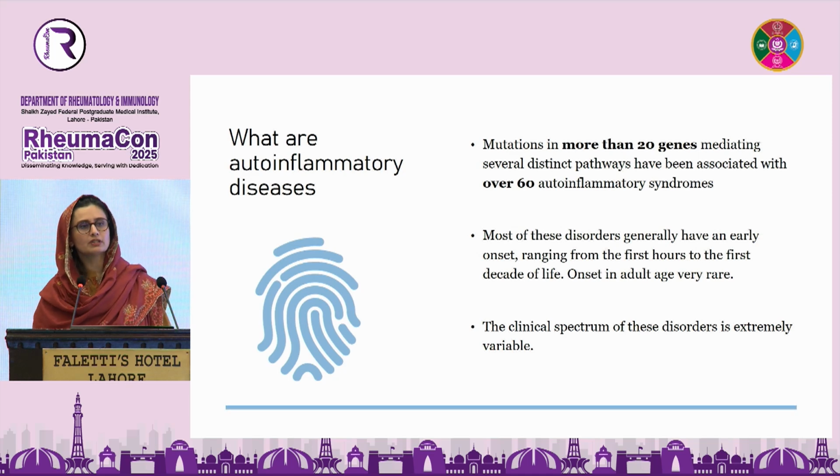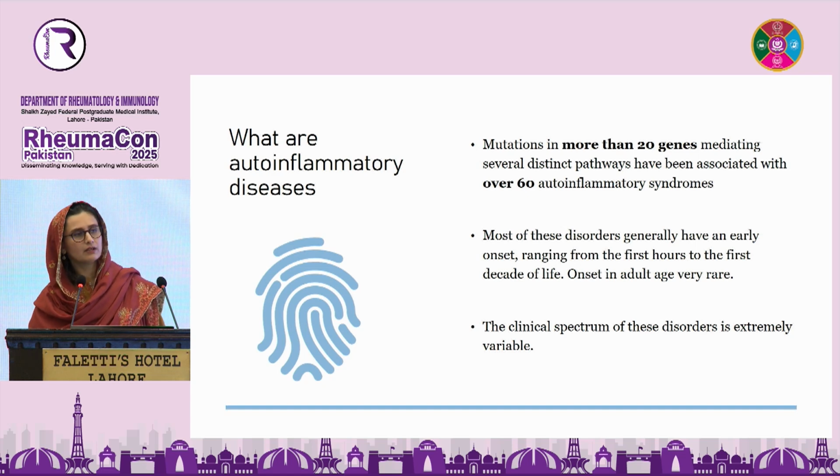So far, mutations in 20 genes leading to more than 60 distinct auto-inflammatory syndromes have been described. And since these are genetic disorders, they generally have an early age of onset, ranging from the first few hours to the first decade of life. Their onset in adulthood is quite rare. And also, since different kinds of proteins are involved, the clinical spectrum of these disorders is also quite variable.